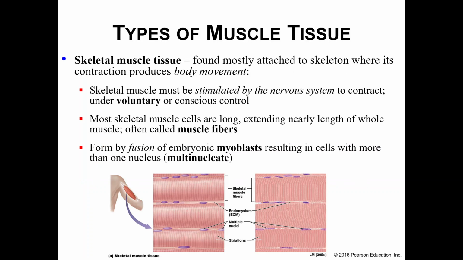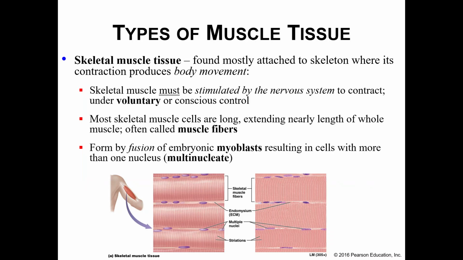Now, skeletal muscle cells are attached to your skeleton. That's how we get skeletal muscle movement. These skeletal muscles are stimulated by your nervous system, and they're under voluntary or conscious control. So you get to decide if and when and how your skeletal muscles move, or maybe you decide they don't need to move right now. Maybe you decide you just want to sit down and relax for a little bit.